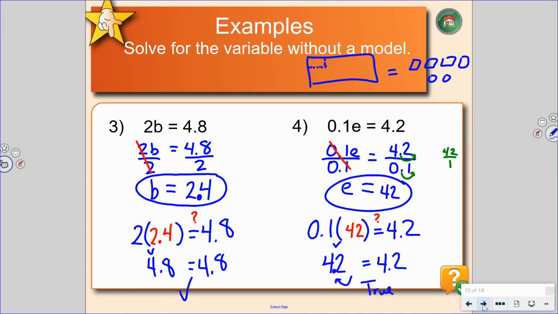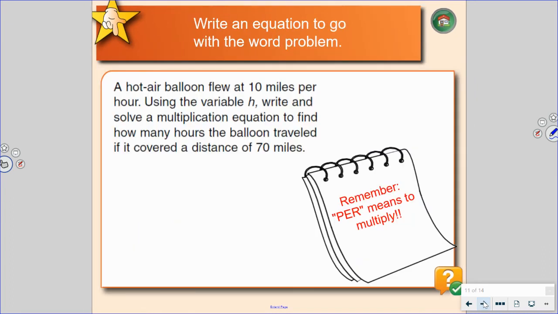Now let's crank it up a notch, folks. Let's go from just problems where you're given an equation to a real world kind of problem and see if we can write it. Hot air balloon flew at 10 miles per hour using the variable h. Write and solve the multiplication equation to find how many hours the balloon traveled if it covered a distance of 70 miles. Now, don't forget, remember that word per means each and every time. So if I see 10 miles per hour, we want to use the variable h.